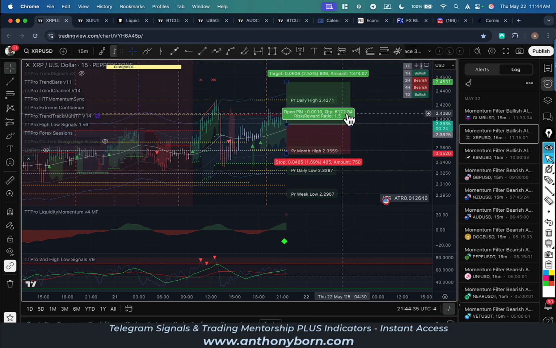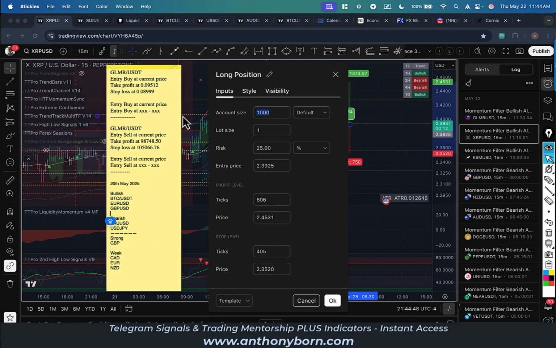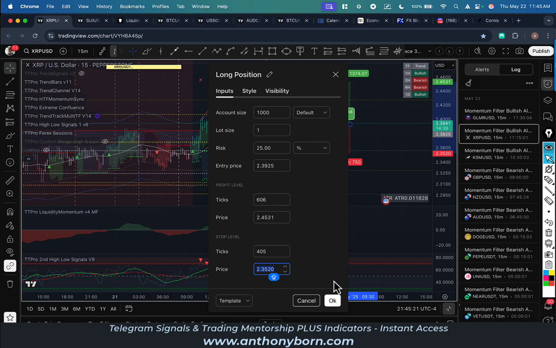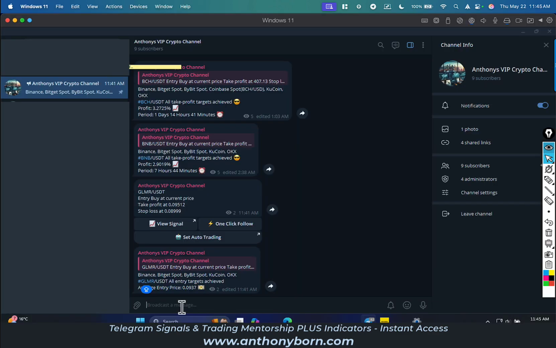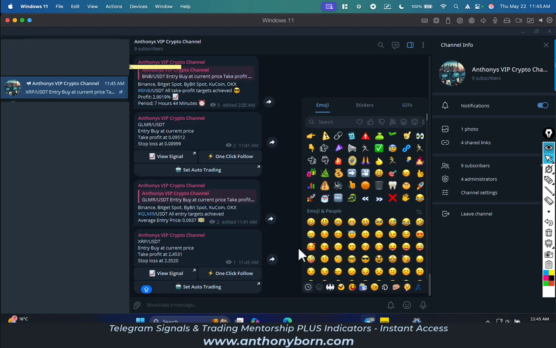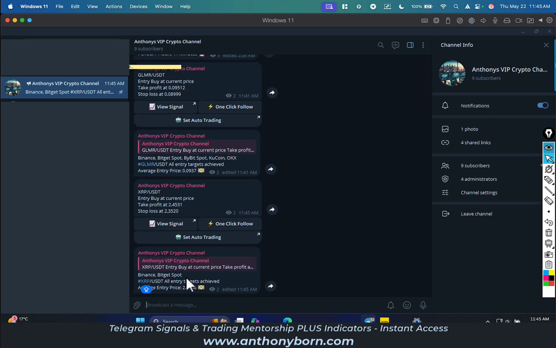Okay, I'll just place this into Telegram. My notes. Okay, bullish XRP. Buy at current price. Okay, profit level. There we go. Stop loss. Okay, I'll grab that. Copy. XRP buy. Go okay. Paste it in. Enter. Right, there you go. Entry targets achieved. Okay, all good.